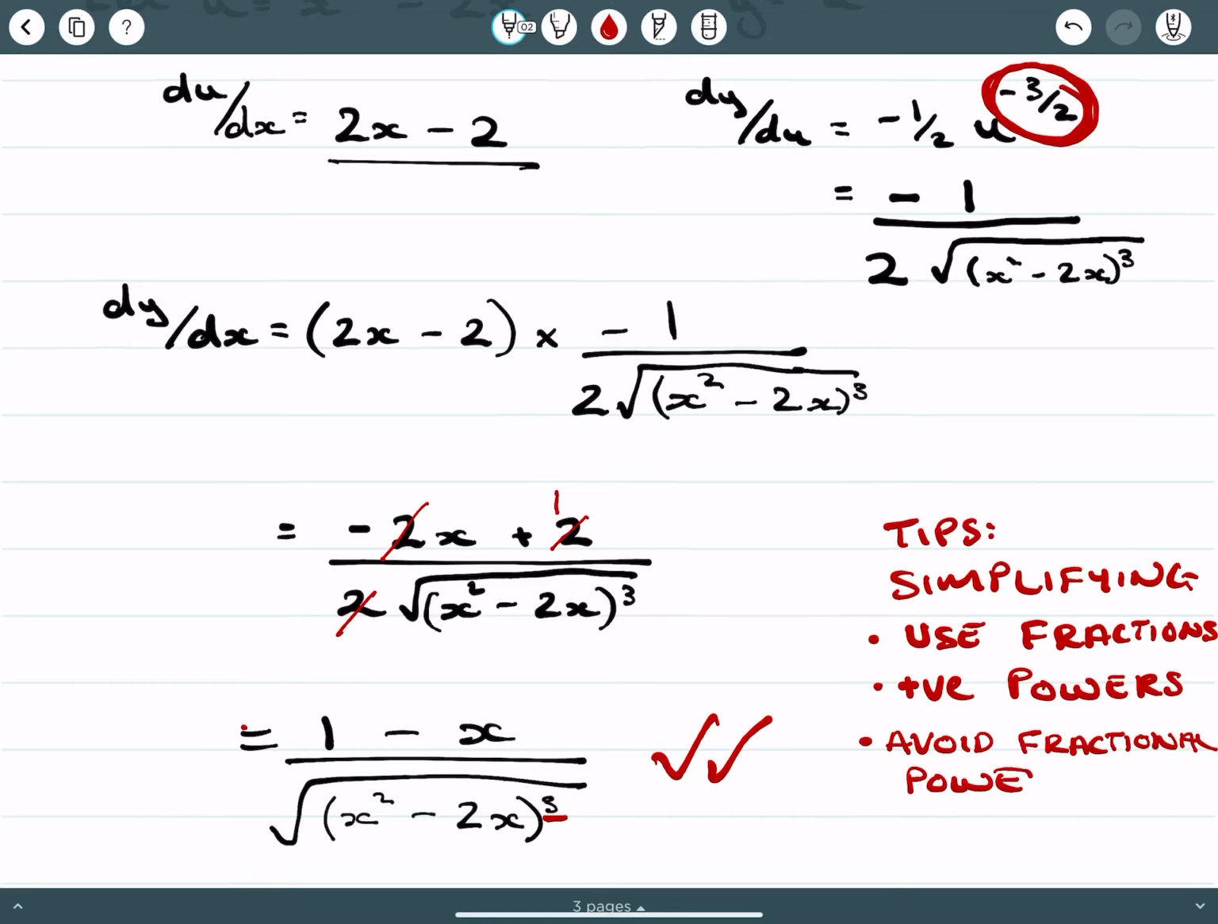So it really depends on how well you can work with your indices and your surds in combination with one another. And that's just really when we're simplifying. So just make those notes.